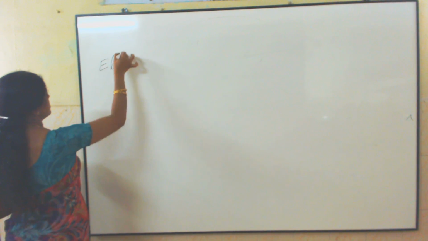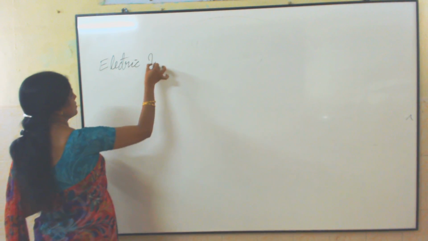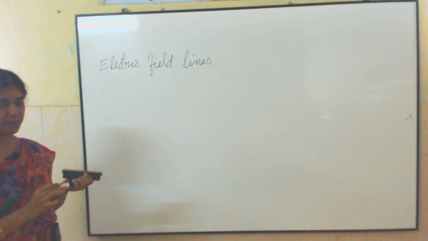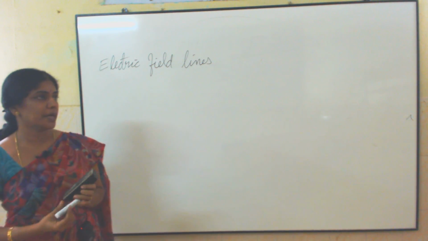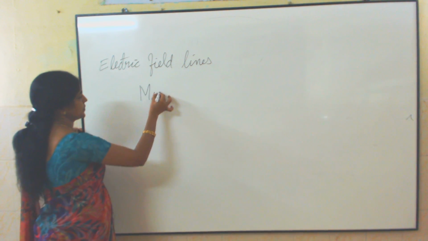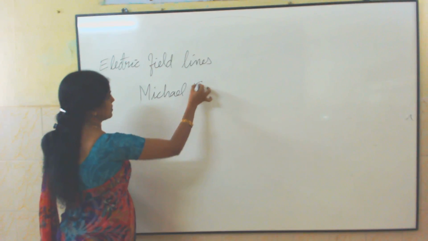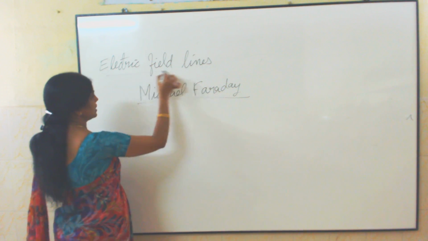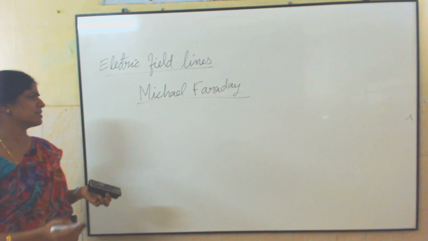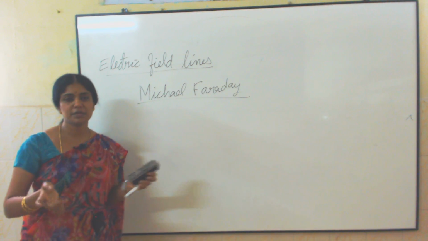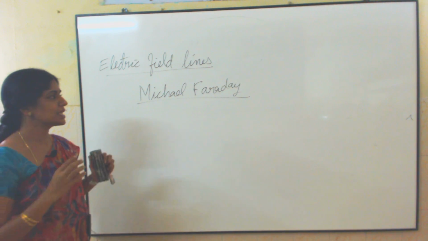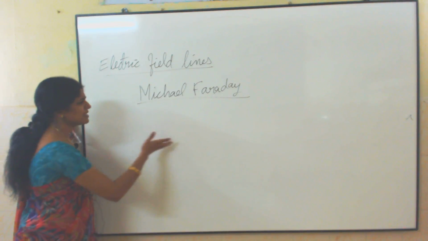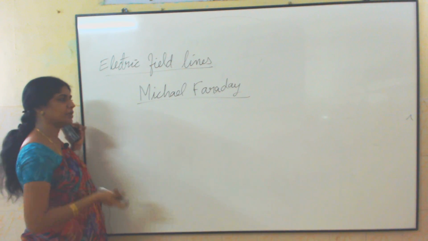Now, in this electric field, how will the electric field lines be? That is, the electric lines of force. This was first studied by Michael Faraday. He studied these electric field lines. He used them as an aid for visualizing the electric and magnetic lines of force. He studied how these electric lines of force move. It's an imaginary straight or curved line path between any two charges.